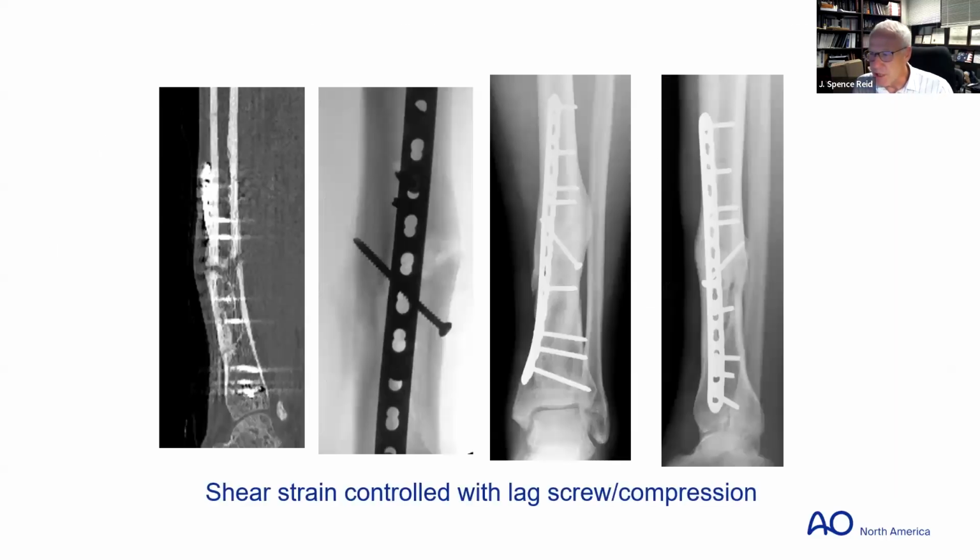Well, what we did do was we changed the plate and we put a lag screw across it. We didn't take it down. We just put a lag screw across it, put a neutralization plate on, and all was happy. So just an illustration of the effect of the strain theory when you drill down on it.